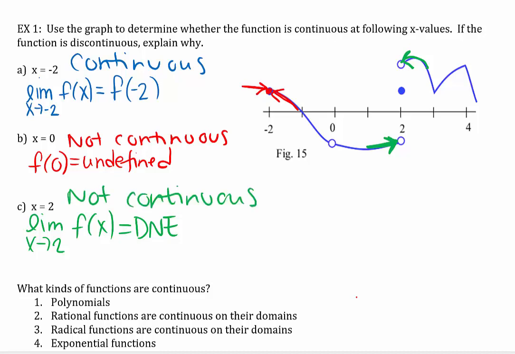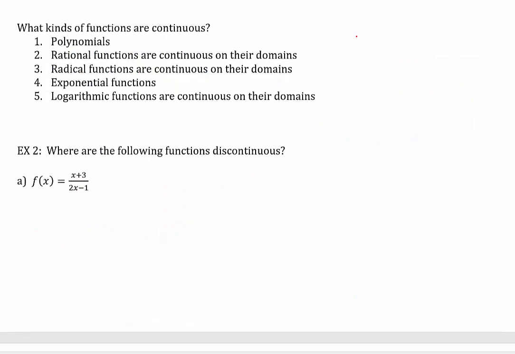Now we're talking about continuity because many of the theorems that we're going to develop in calculus only apply to continuous functions. So what kinds of functions are continuous? Well, the answer is most of the functions we're going to deal with are continuous on their domains. Polynomials are continuous everywhere. They have a domain of all real numbers. Rational functions are continuous on their domains. And remember, for rational functions, we said that the denominators can't equal 0.